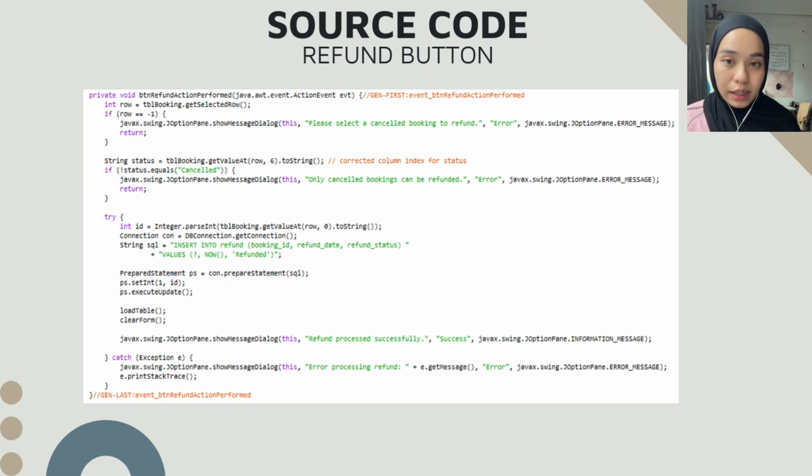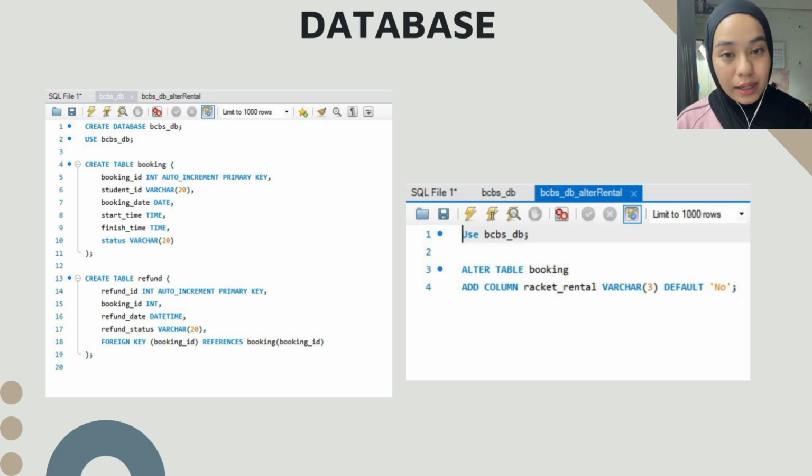A database connection is created again using dbconnection.getConnection. The refund details are saved into the refund table. The original booking record is kept for record purposes. The table is refreshed and the form is cleared, and finally a success message is displayed after the refund is completed. Next, I'm going to explain about the database.